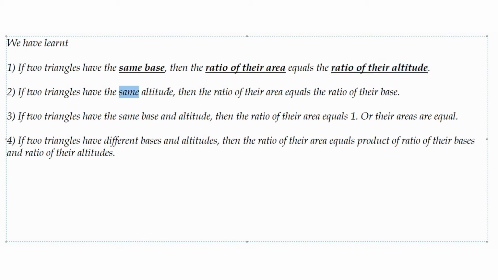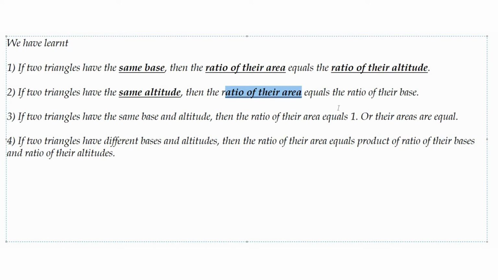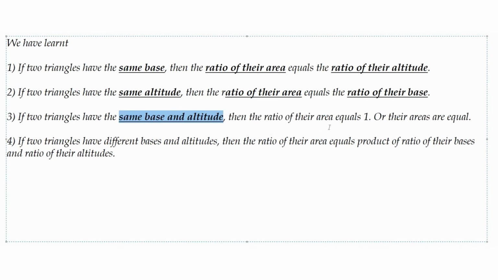Or if two triangles have the same altitude, then the ratio of their areas equals the ratio of their bases. If two triangles have the same base and altitude, the ratio of their areas equals 1, or it means that the areas are equal, right?